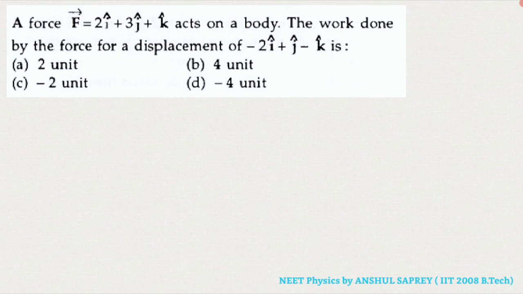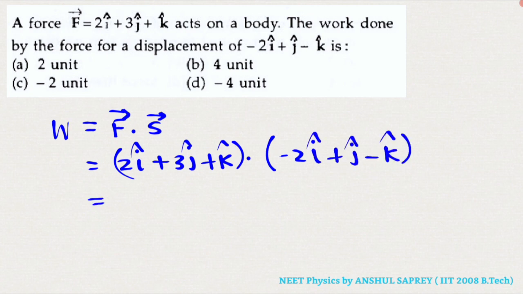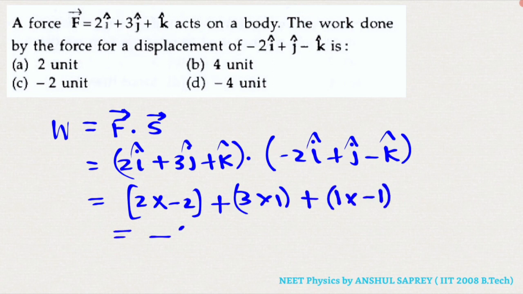Force is given and displacement is given. We have to find work done. So work done is the dot product of force and displacement. So (2i plus 3j plus k) dot (minus 2i plus j minus k) is equal to 2 into minus 2, plus 3 into 1, plus 1 into minus 1, which is minus 4 plus 3 minus 1, or minus 2 units. Correct option is C.